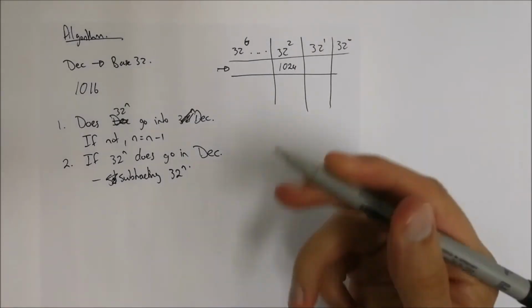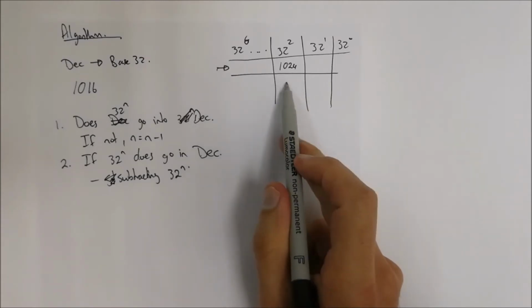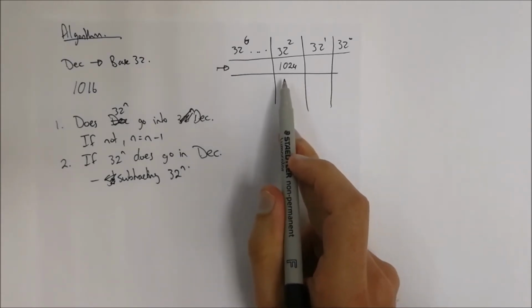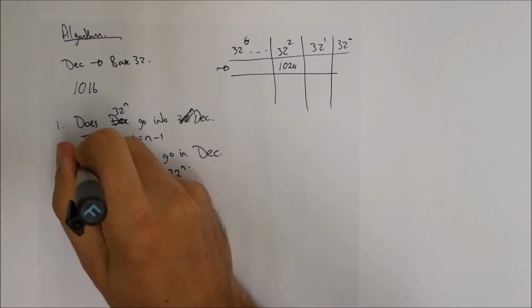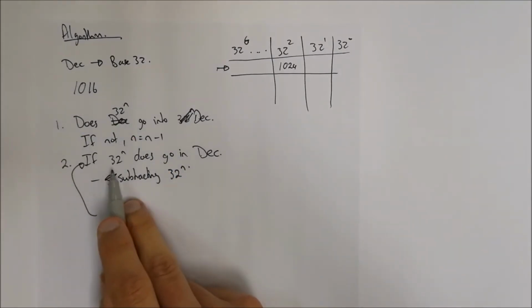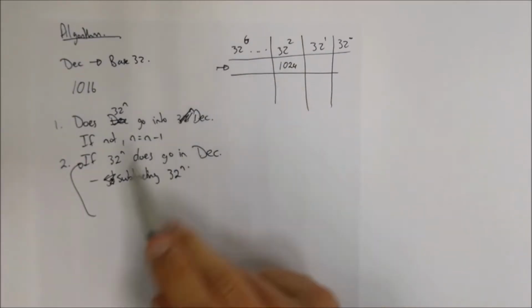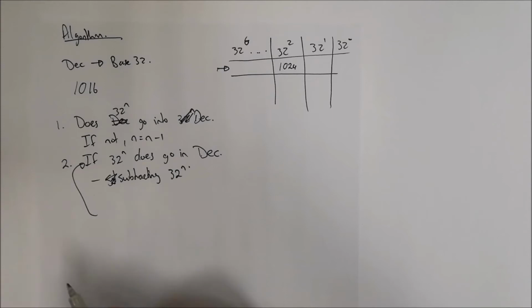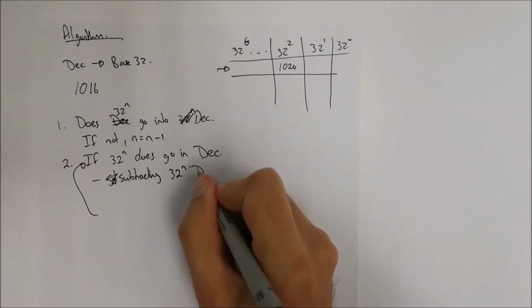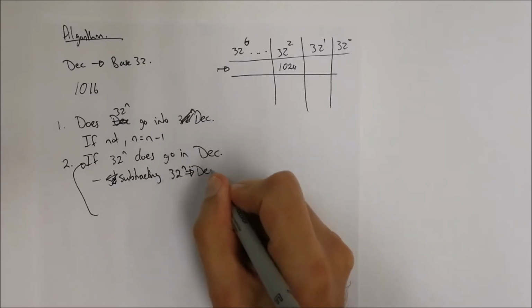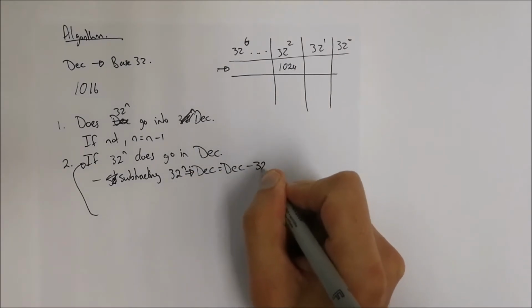And every time we subtract 32 to the power of n, we have to keep a record over there, because that's the value that we're going to be placing over there. So we're going to keep on repeating this loop. We keep on checking, does 32 to the power of n go into this decimal number? Yes, it does. So if it does, we need to subtract 32 to the power of n. So therefore your decimal number is equal to decimal number minus 32 to the power of n.